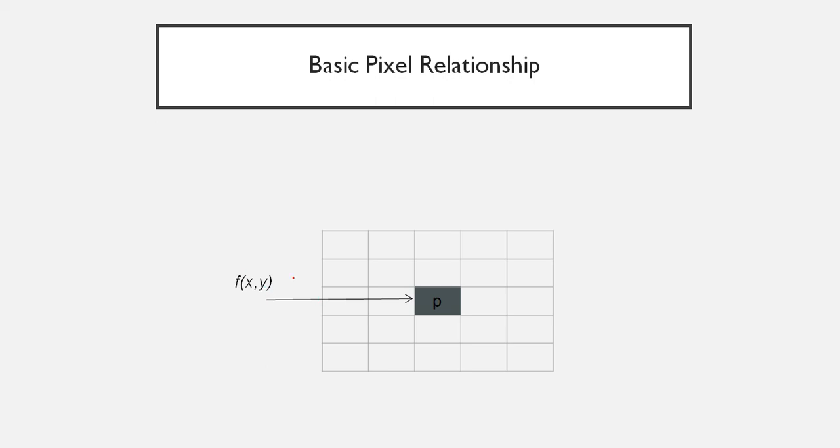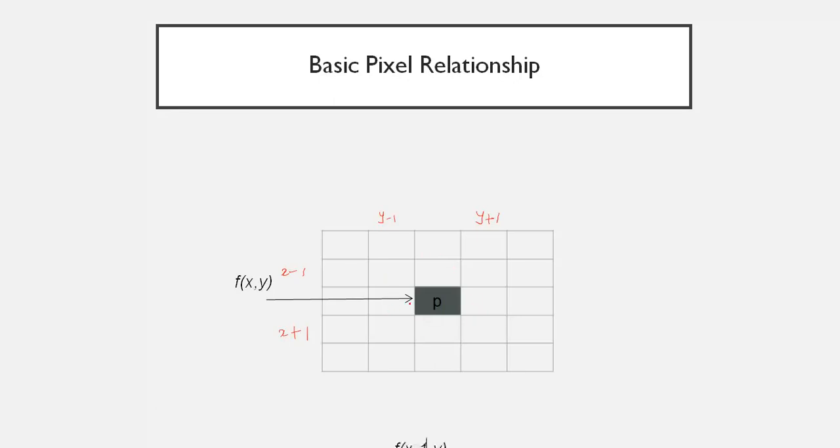So the row just above pixel P would be referred to as x minus 1. Row just below pixel P would be referred to as x plus 1. Now, y is the column for pixel P. So the column just before pixel P would be y minus 1 and just after pixel P would be y plus 1. So all the pixels which are surrounding this current pixel P are the neighbors of pixel P.